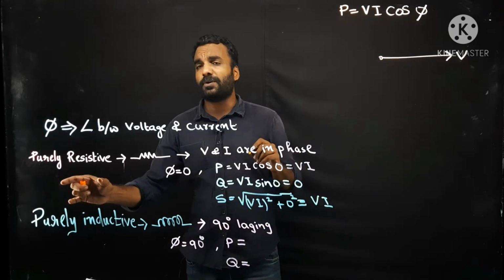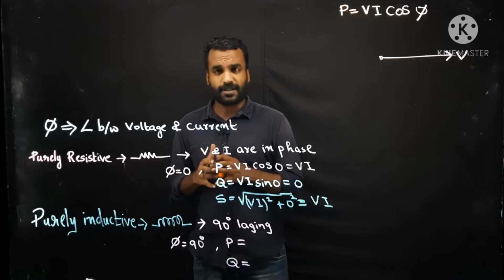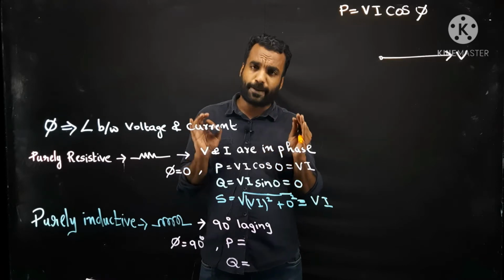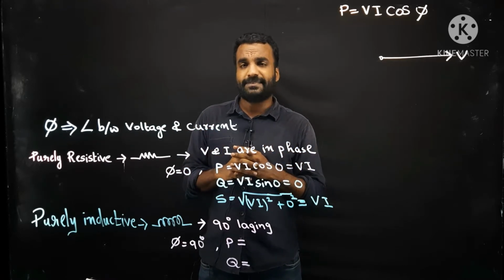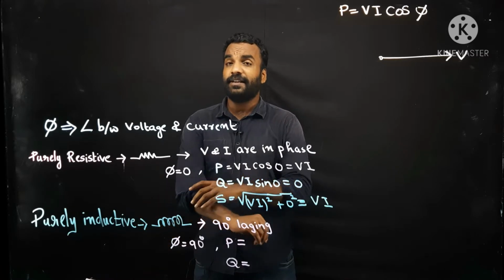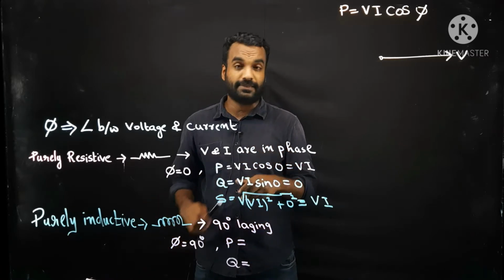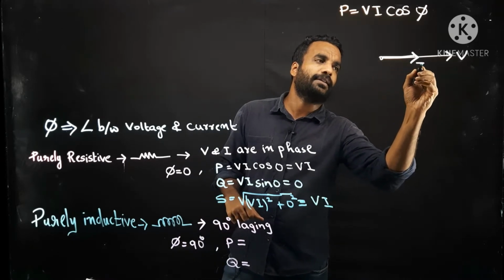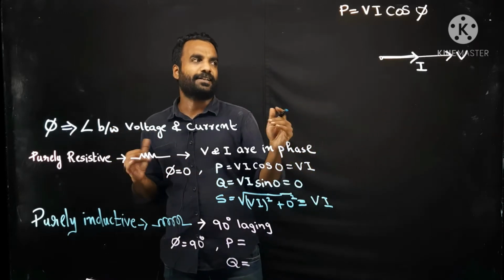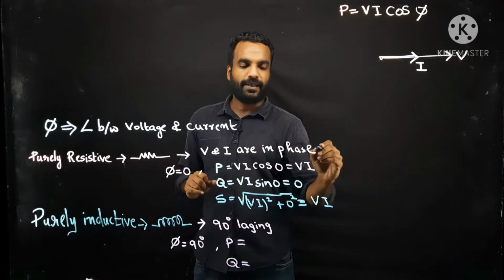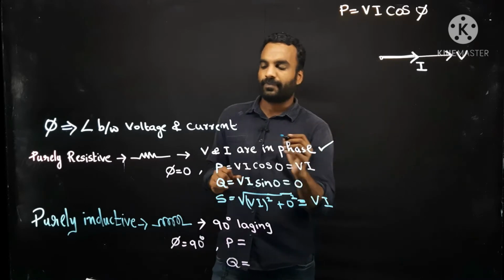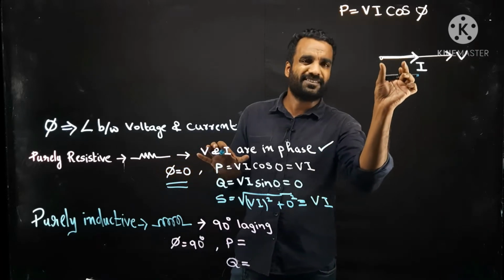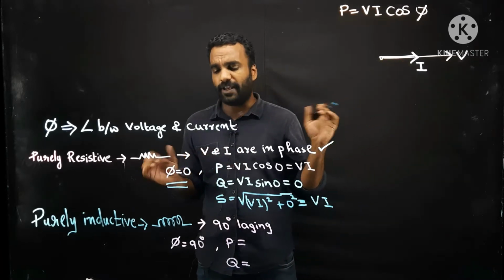In case of a purely resistive load, that means the load should not have any inductance or capacitance. In such a case, we can say the load is a purely resistive load. You know, in a resistance, voltage and current are in phase. V and I are in phase. Then phi will be 0. If V and current are in phase, there is no phase difference, so the angle phi will be 0.